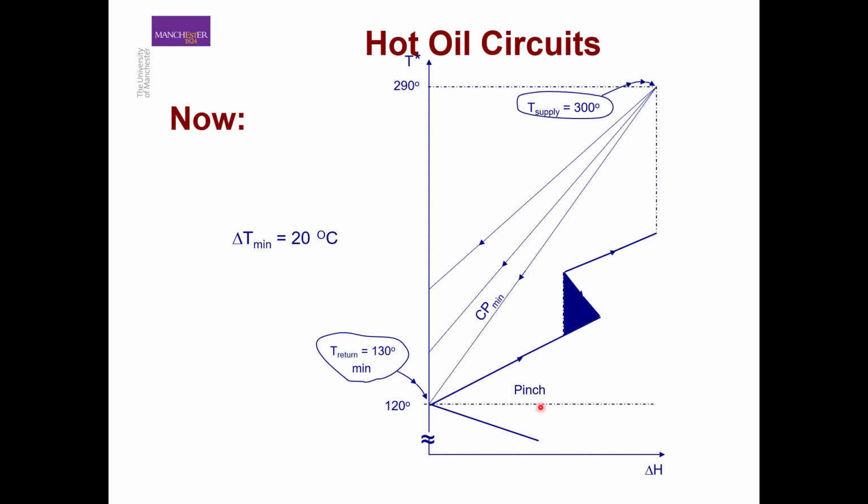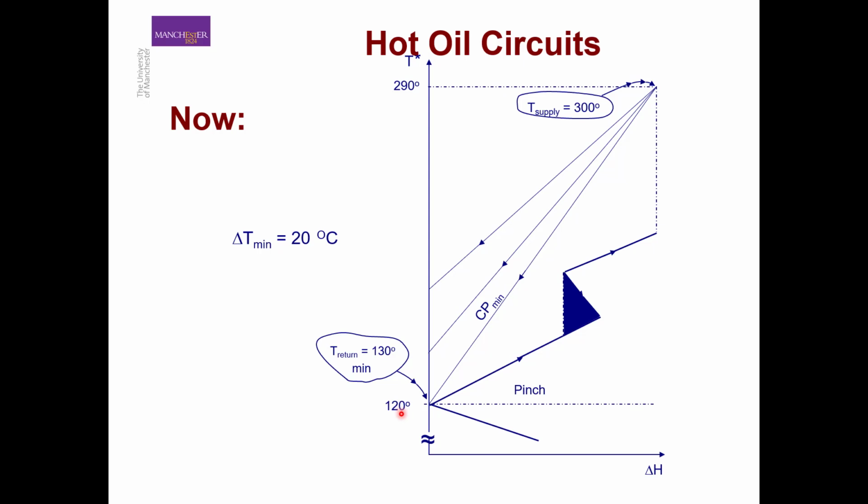Okay, so for example, the pinch temperature is here, 200 and 120 degrees centigrade. So ideally, if it is possible, we want our return temperature of the oil to be the same as the pinch temperature of the process. And if the pinch is 120 degrees centigrade, the actual return temperature of oil would be 130 degrees centigrade. That is actually half a delta T min above the pinch temperature of 120 degrees centigrade.